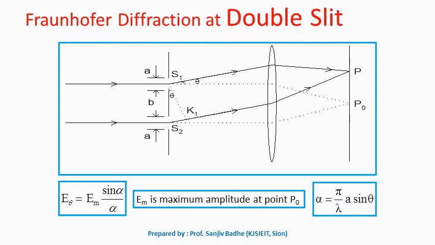Let us consider the parallel rays of light incident on an arrangement of two slits. This is slit number 1 whose width is A, and this is slit number 2 whose width is also A. B is the separation between the two slits. Let us consider the light waves which are diffracted at an angle theta. These light waves will arrive at point P on the screen.